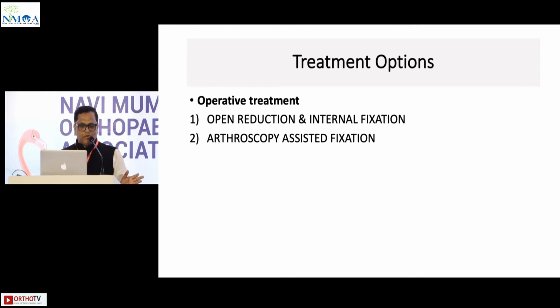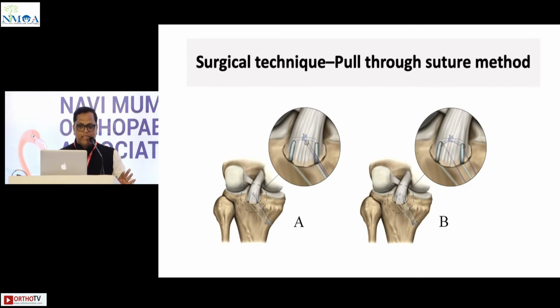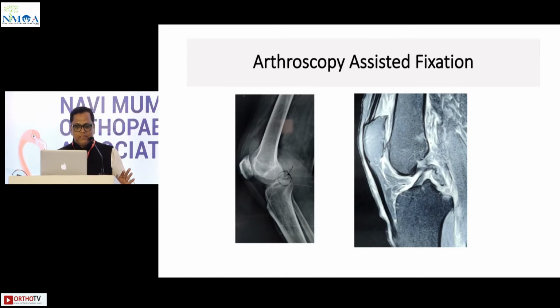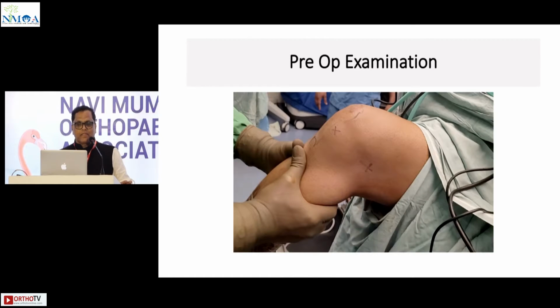Another option is open and arthroscopic. I will talk on arthroscopic, and Shetty sir will talk on open reduction. Going directly, my technique is a surgical pull-through suture method. This is the same case I am going to present. This is the MRI and this is the pre-op.